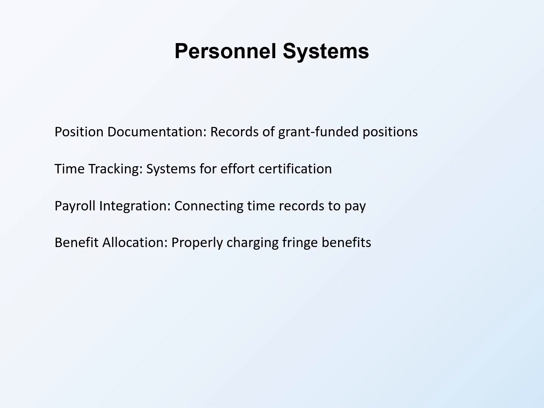Benefit allocation properly charges fringe benefits to grants. Benefits should be allocated based on the same basis as salaries. If an employee works 50% on a grant, 50% of their benefits should be charged to the grant. Set up benefit charging to follow salary allocations automatically.